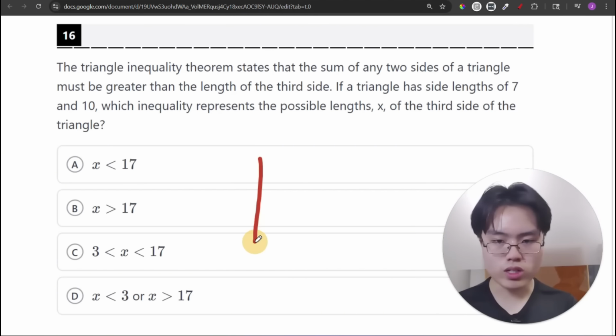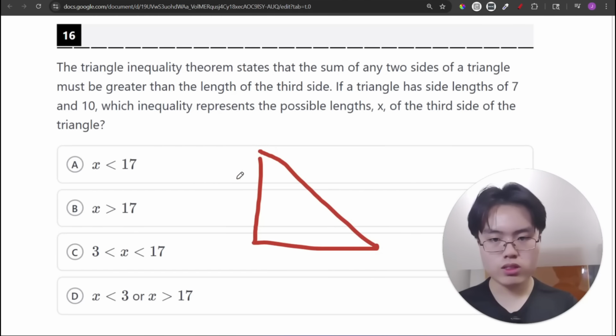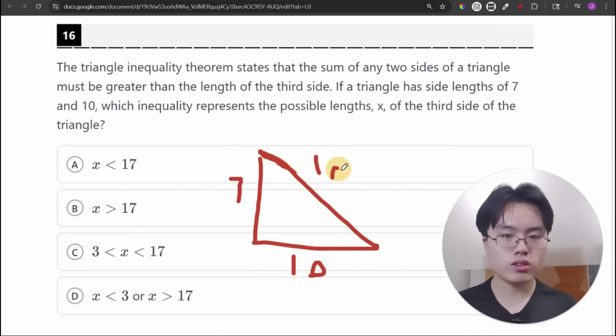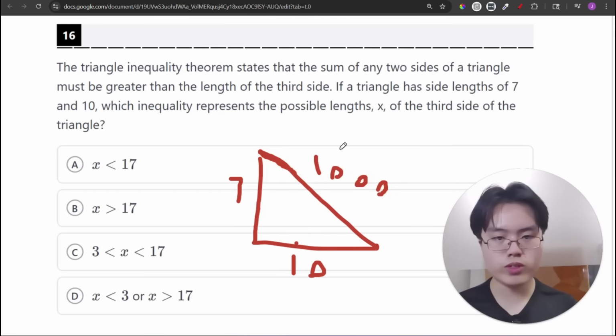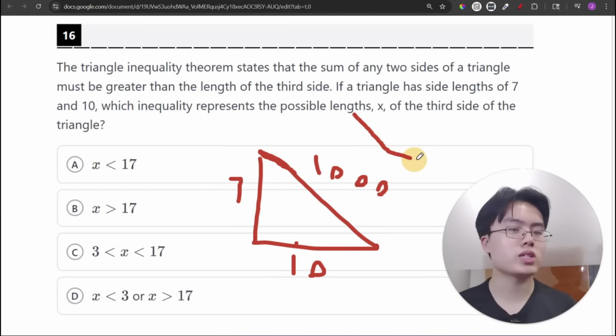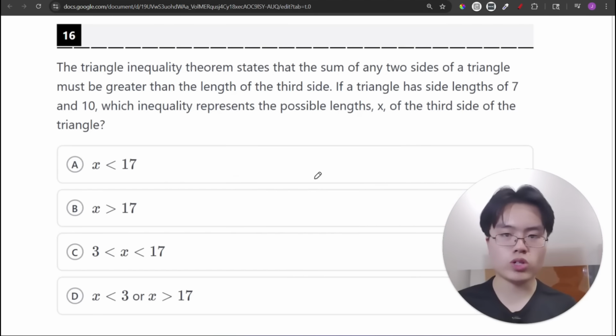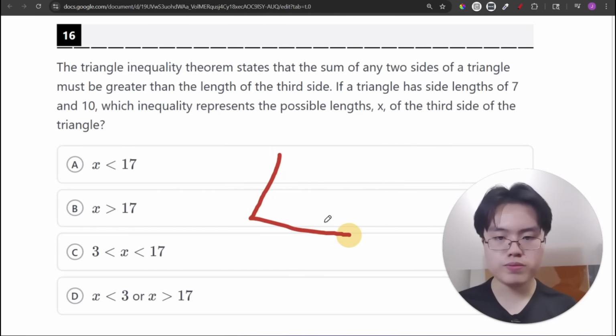So if we have a triangle and we are told that this is 7 and this is 10, what can this length be? And it's not like this length could be like 1,000, right? That's not possible. Even if I stretch these two sides to the very maximum, it's pretty much a straight line at this point. I can't connect this 1,000 length side. It's going to go off the screen. I can't connect the endpoint of this line to the rest of the triangle. It's not possible. So there has to be a limit to what the third side can be.